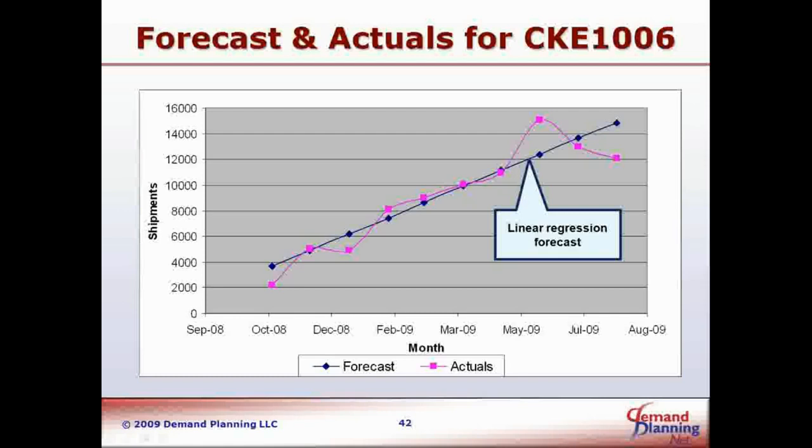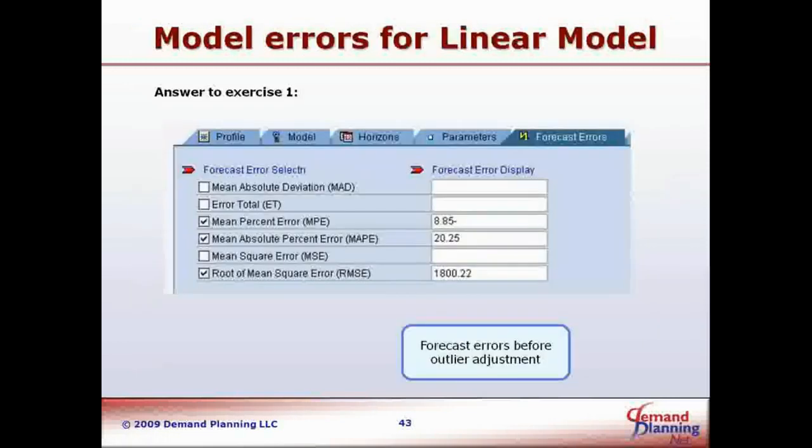So we'll just use the model and pick the linear regression model. For some of you model gurus, I think it's model strategy 35. Accept all the parameters, run the model, open the forecast errors tab, and interpret the results, right? This is an exercise that we use in class in the on-site training, right? So if you look at this, forecast and actuals for 1006, this is pretty good, right?